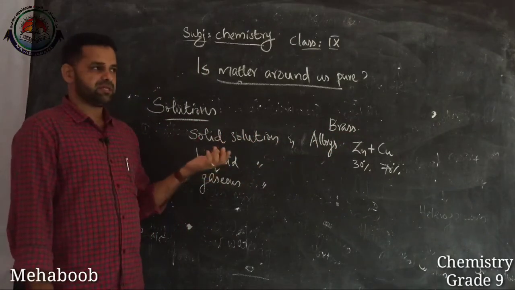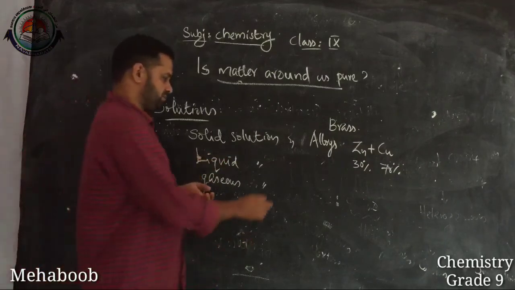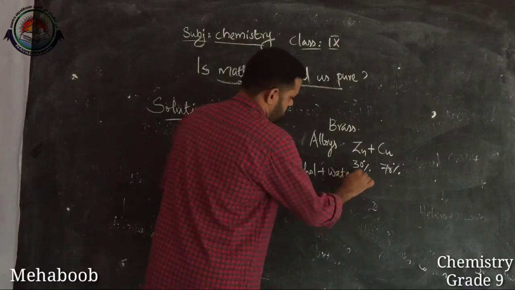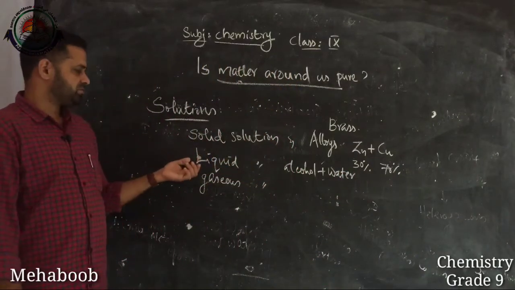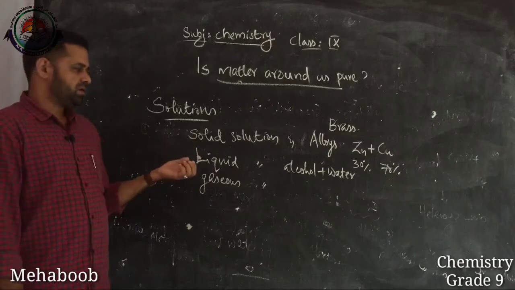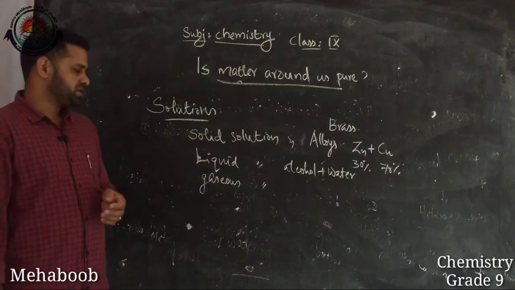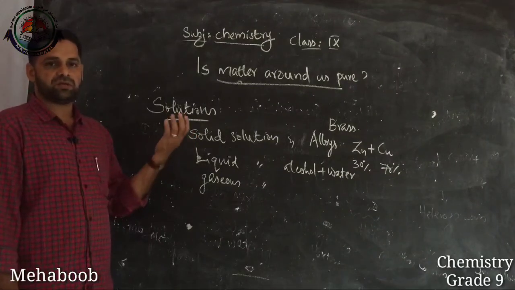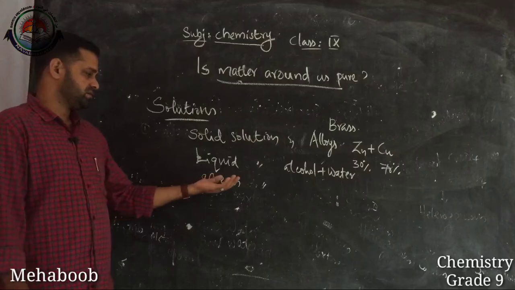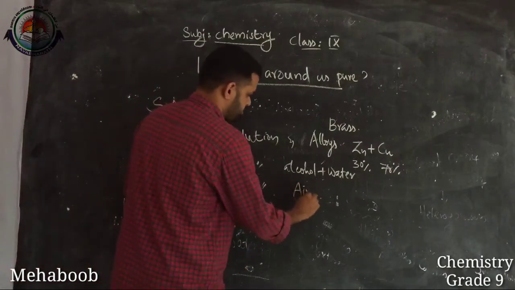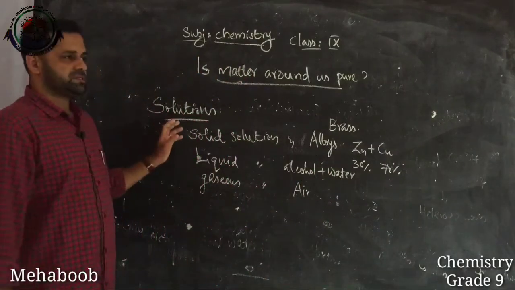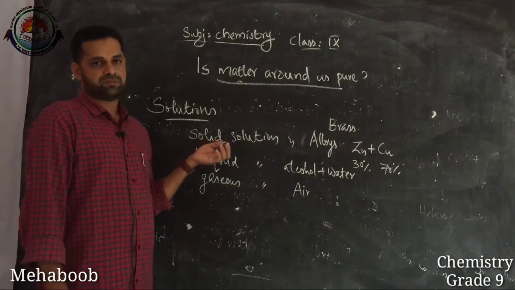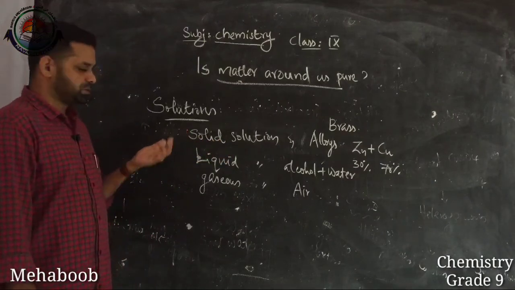For liquid solutions, many examples are there. For example, alcohol plus water, vinegar and water. All these are examples of liquid solutions. Then gaseous solutions: air is a gaseous solution. Air contains many gases, nitrogen, oxygen, hydrogen, etc. So air is an example of a gaseous solution. So a solution is nothing but a homogeneous mixture of two or more substances. That is called a solution.